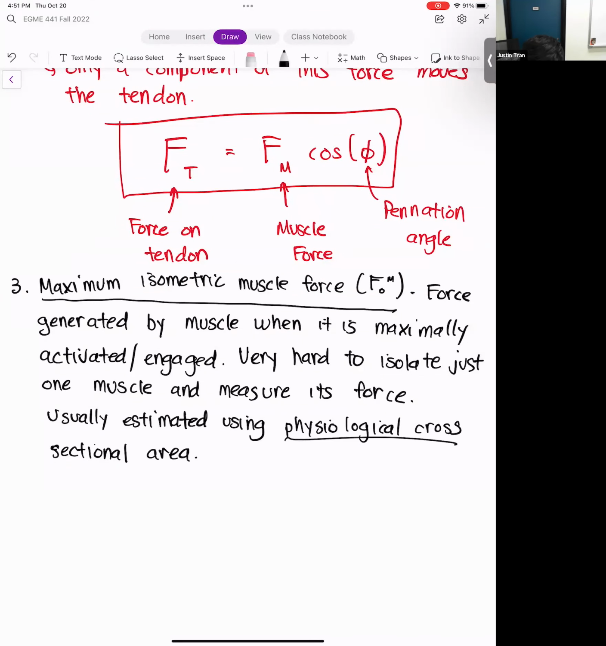Okay. And the cross-sectional area that you take is very specific. So we call that the physiological cross-sectional area. And that's a cross-sectional area that's perpendicular to the muscle fibers. Okay.